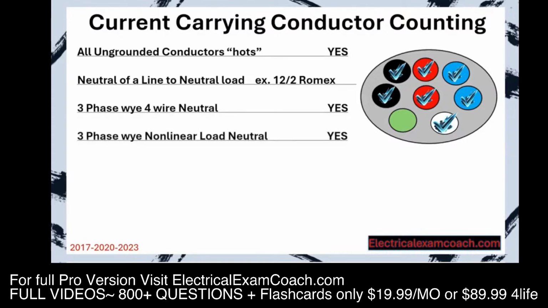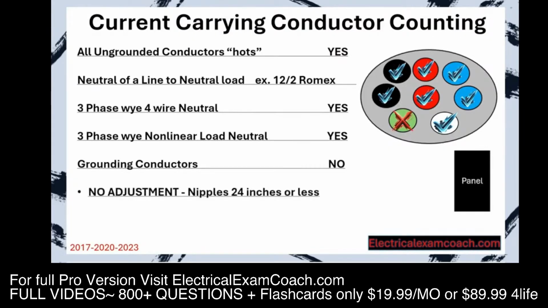Then the 3-phase nonlinear neutral load. Nonlinear loads come from large fluorescent lighting or from large computer data centers. You're going to count its neutral as well. Grounding conductors, no, they do not count, and that's one of the easiest ones. You don't have to count those as a current carrying conductor.